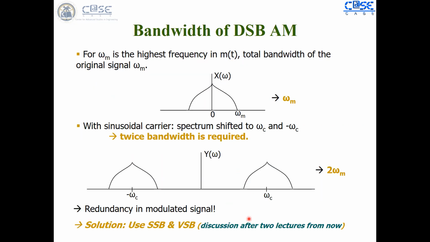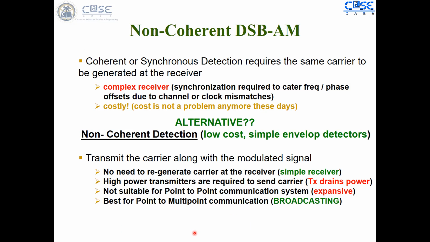So how do we compensate for it, how do we reduce the modulation bandwidth? We can use either single sideband modulation or vestigial sideband modulation. These are the two variants that we are going to talk about later, after 2 lectures from now. These are variants of amplitude modulation that can save bandwidth for you. So these are bandwidth efficient amplitude modulation schemes. We will talk about them later. In today's lecture, I will be discussing non-coherent double sideband amplitude modulation.